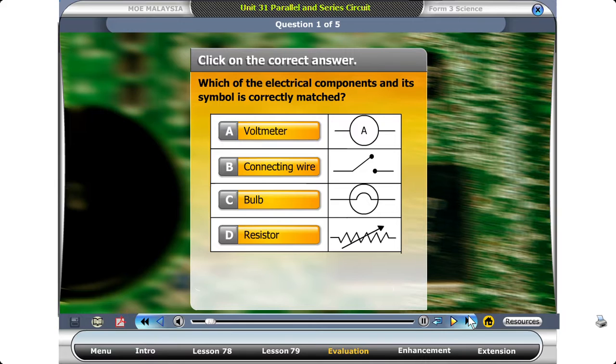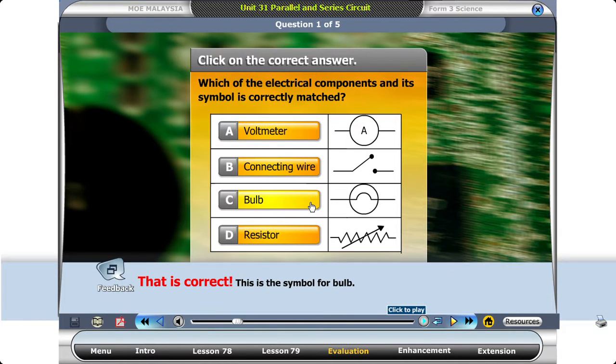Which of the electrical components and its symbol is correctly matched? That is correct. This is the symbol for bulb.